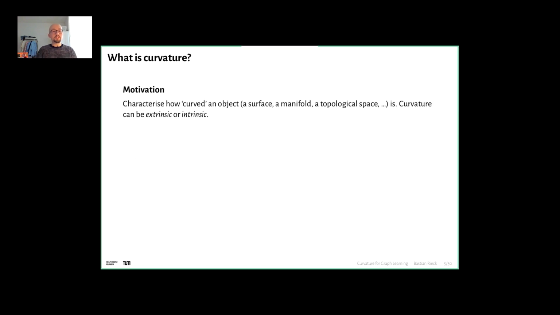But the motivation, as most of you, all of you, some of you might know, is that curvature wants to characterize how curved an object is. And this object can be a surface, a manifold, a topological space, and so on.